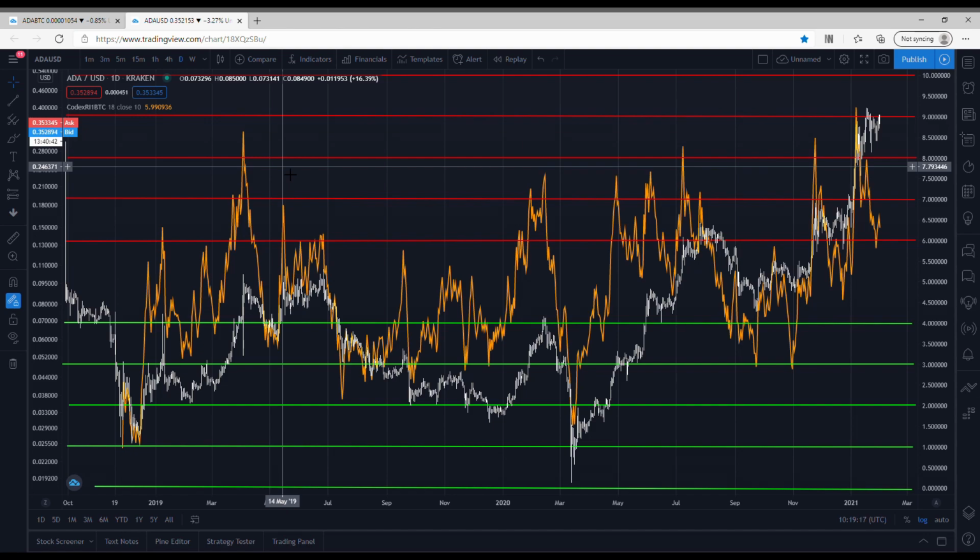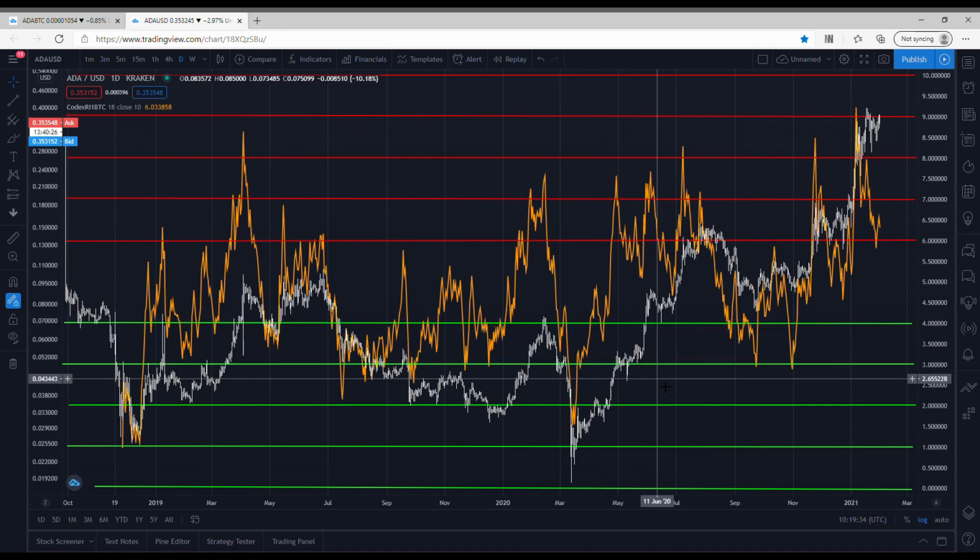Let's begin with the Cardano to USD chart, ADA to USD chart. So as you can see here, for those that are new here, I'm going to explain it briefly. We have like 10 parts. This risk metric goes from 0 to 10. And whenever the risk is lower than 4, then historically speaking it's a good time to buy, and whenever it's above 6, then it's a good time to sell.